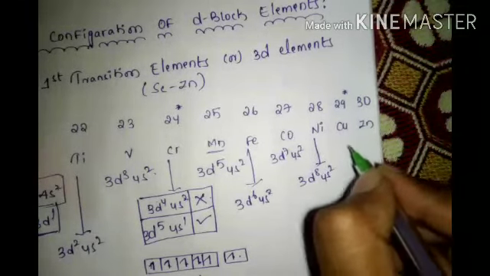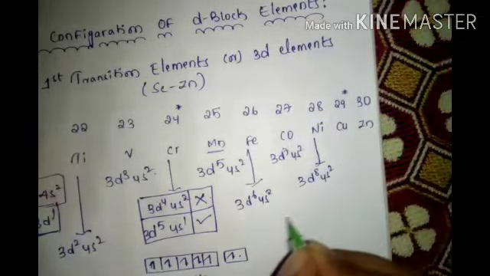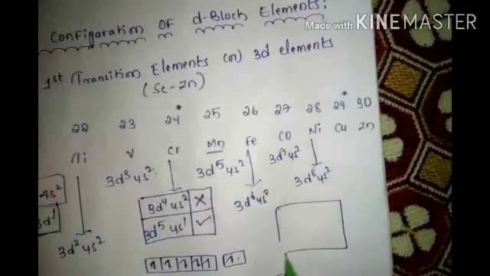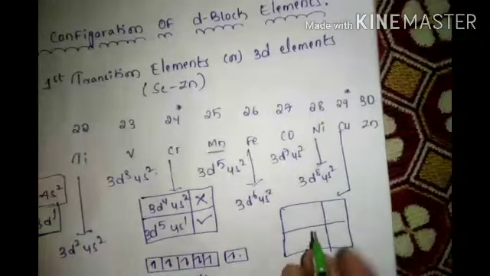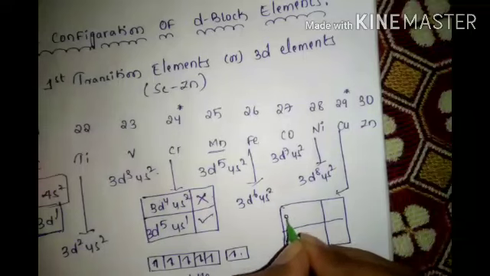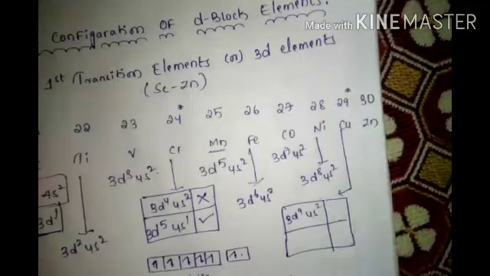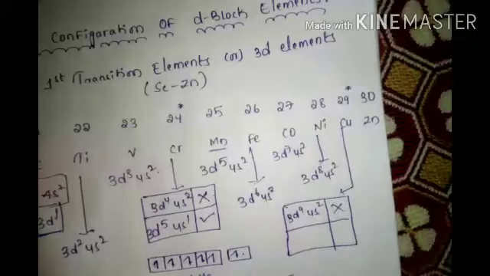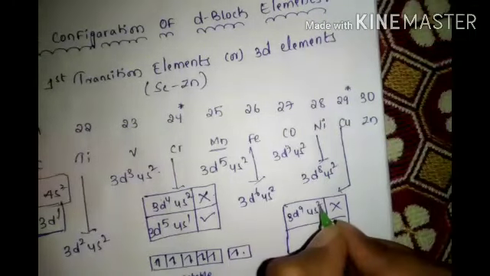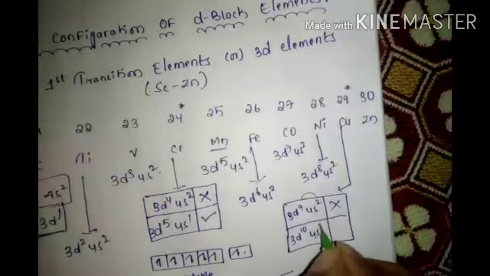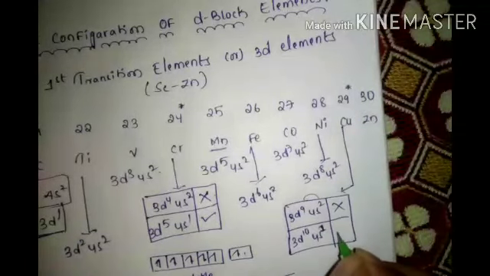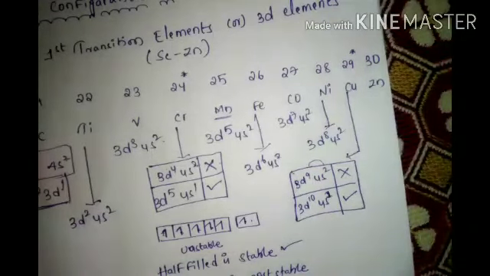Copper, what will come? Actually, according to this rule, what should come? 3d9 4s2 should come. But that is wrong. Here 9 is there, right? So one electron is shifting from here to here. It is 3d10 4s1. This is the correct one. Why? Because of the reason you take.